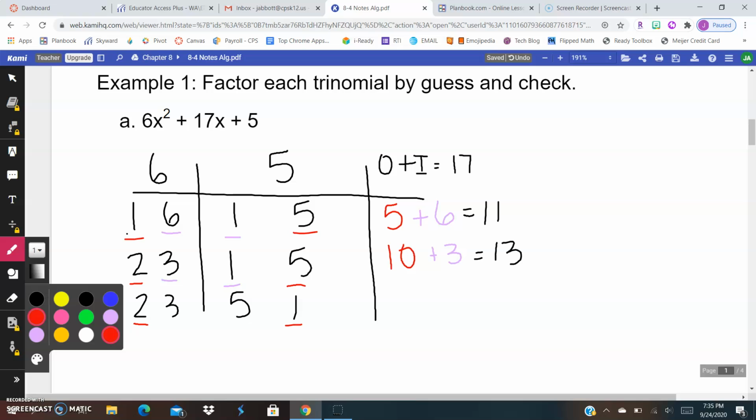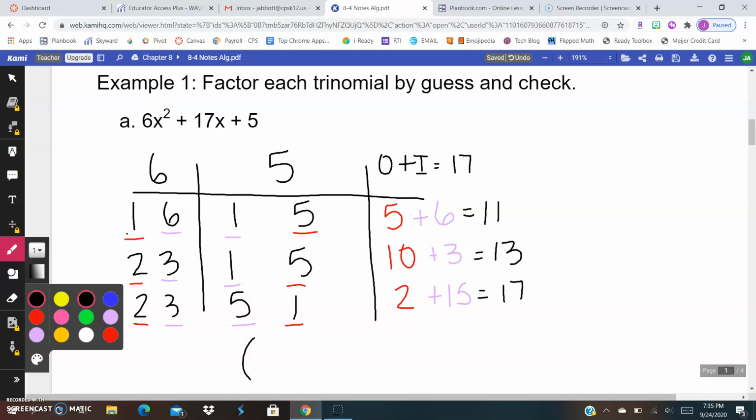So my outer is 2 and 1. 2 times 1 is 2. And the inner is 3 times 5. That gives us 15. And when I add 2 and 15 together, I get 17. So we have our correct answer here.